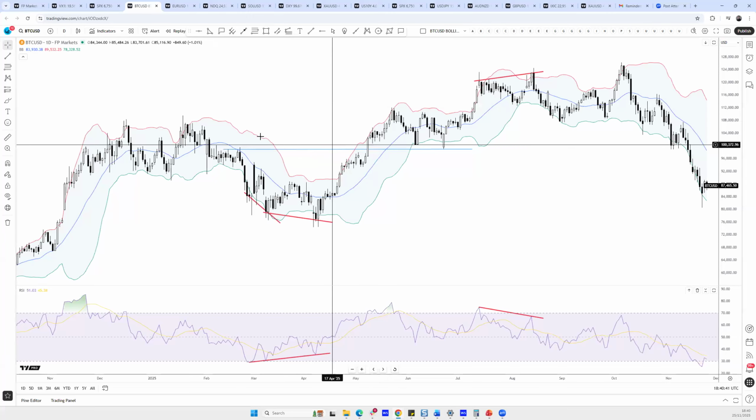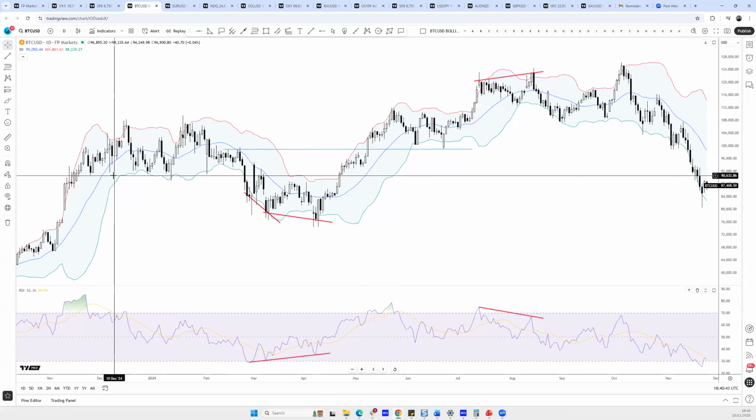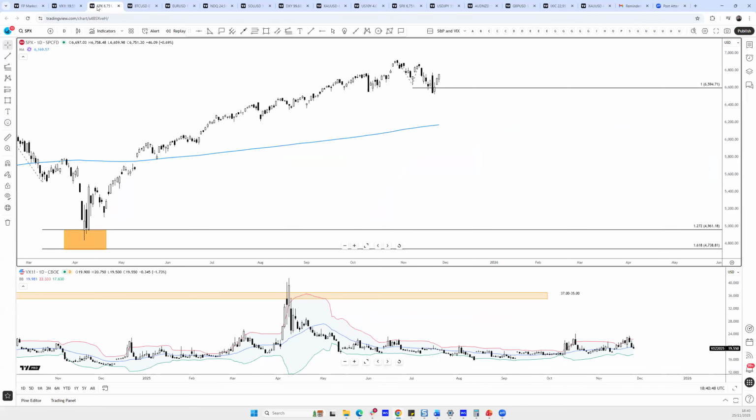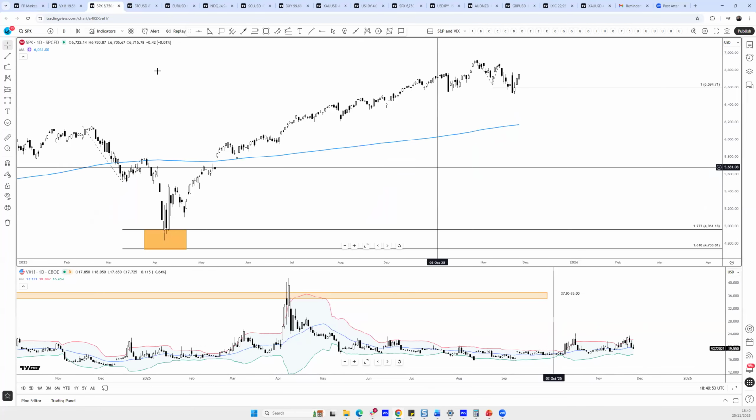So this is how I looked at the Bollinger Band. Keep it nice and simple, guys. But yes, as I said, primarily I use Bollinger Bands for the VIX setup that I showed you here.